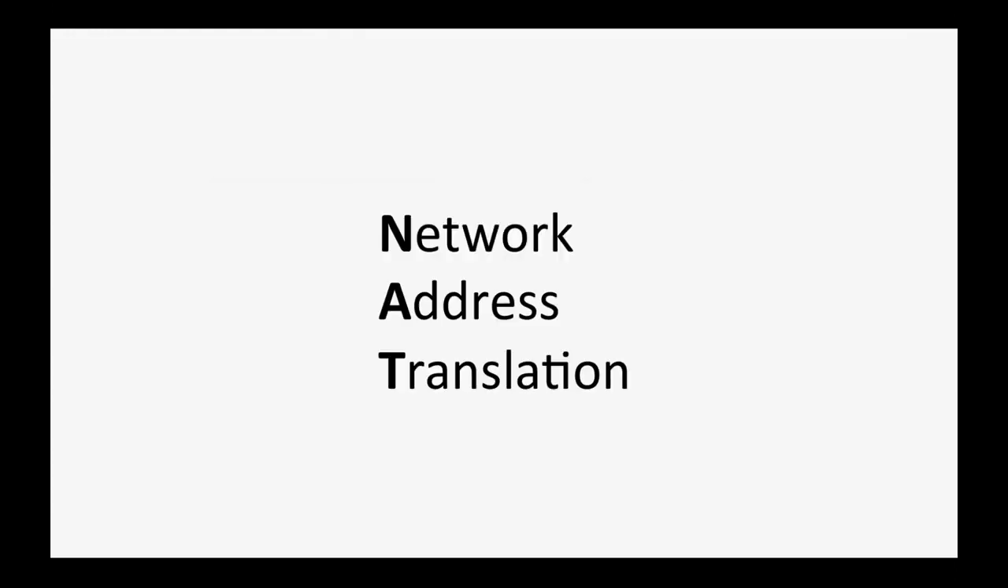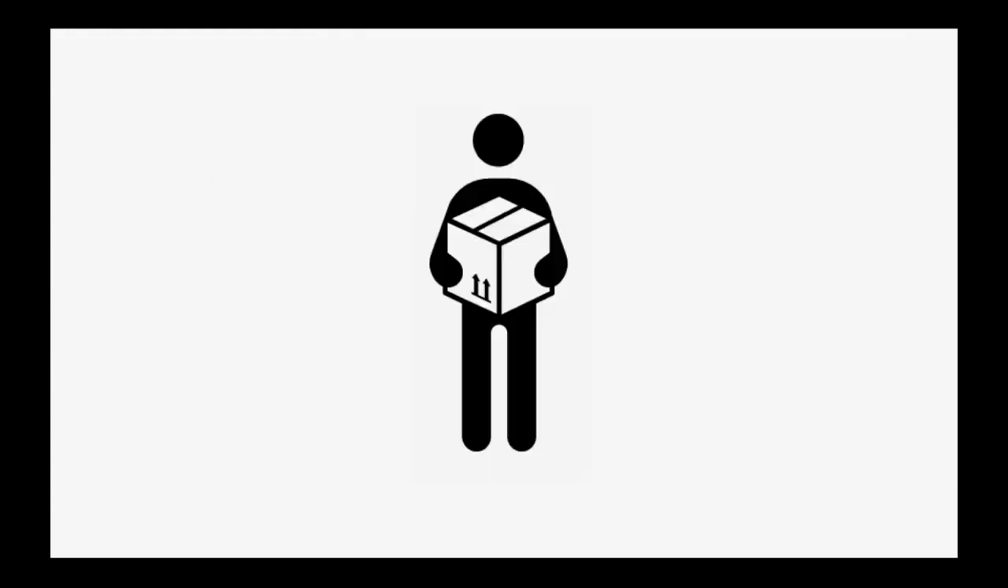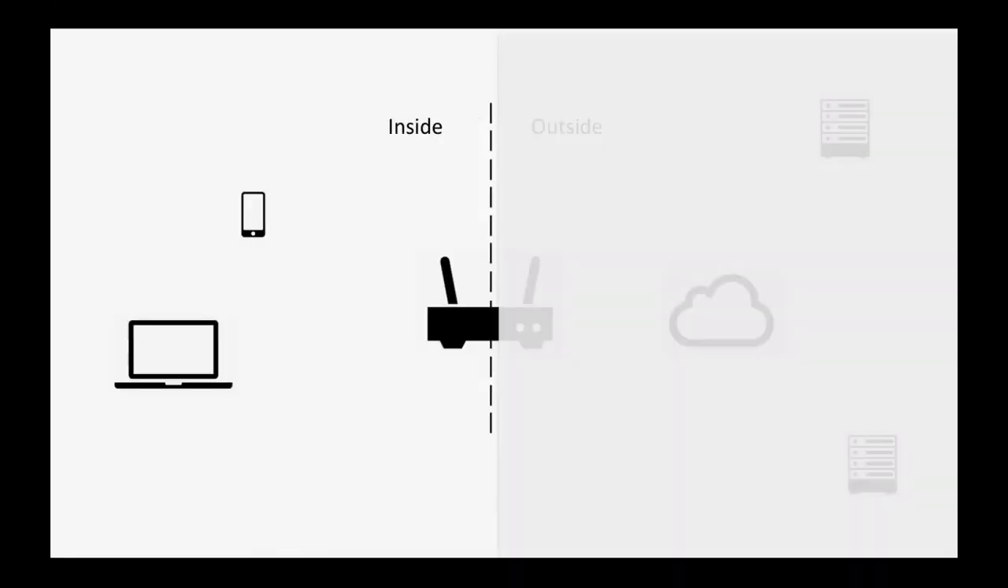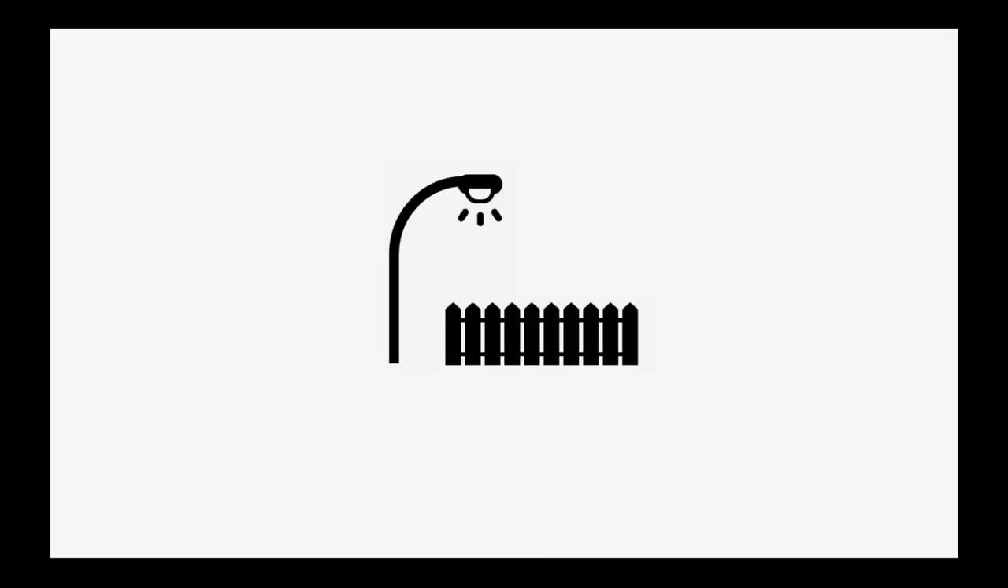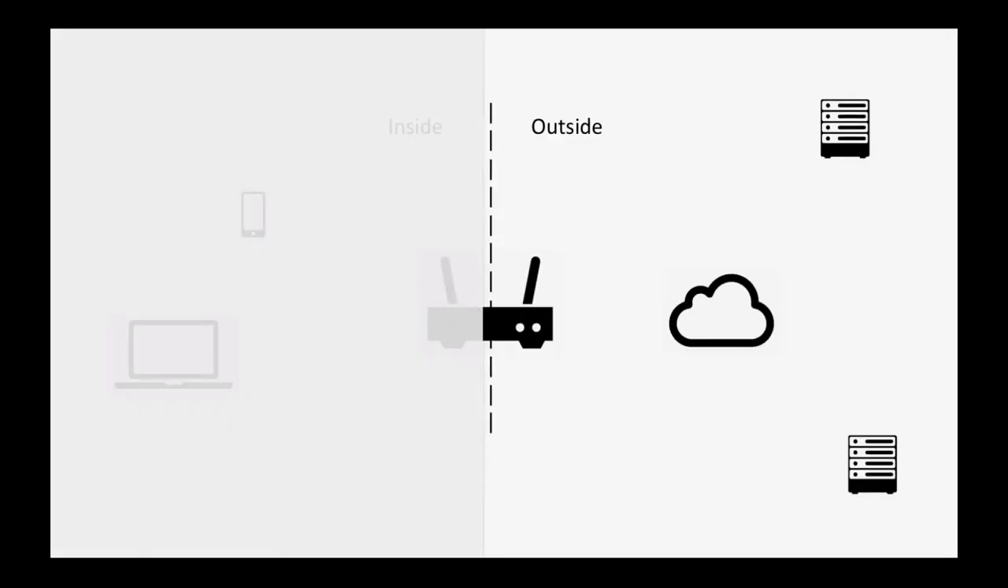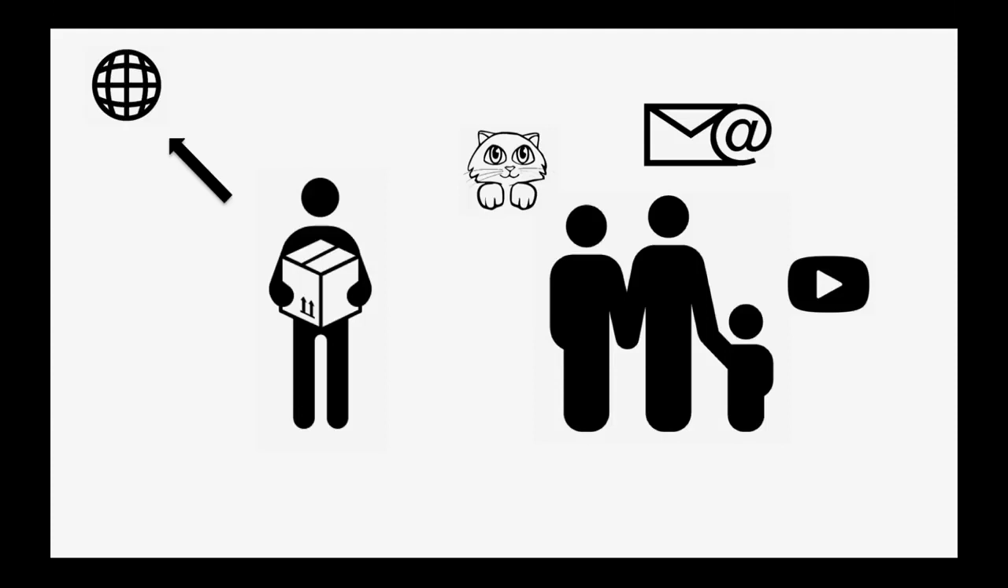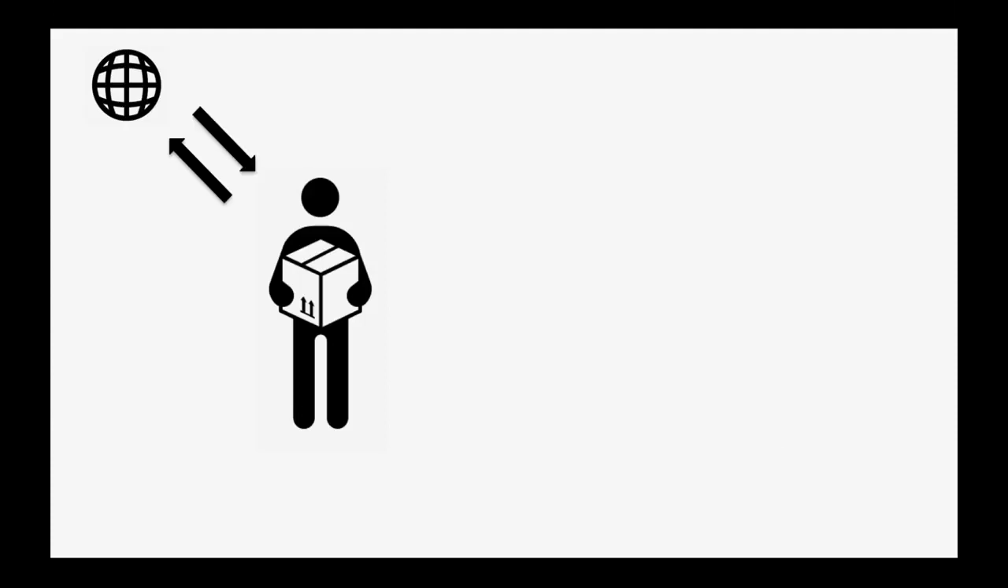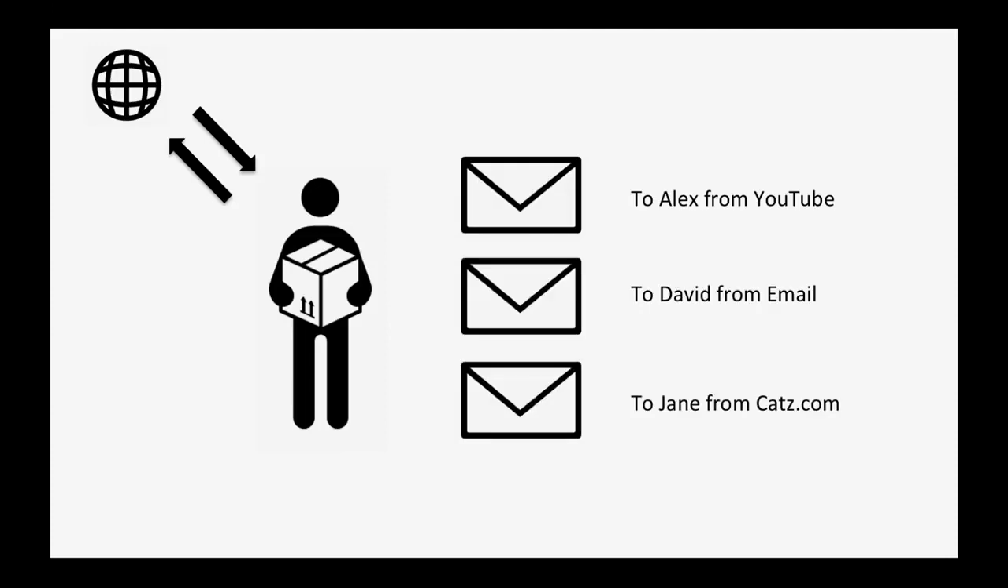That is called NAT. Imagine a postman standing at your front door. Looking towards the house is like looking at the devices on your home network, and looking out towards the road is like looking out towards the internet. The postman takes 3 letters, one from Alex watching YouTube, one from David sending an email, and one from Jane watching GIFs of adorable cats. The postman sends off these letters and any replies get given to him. He then comes back to the house with the replies and gives them to Alex, David and Jane respectively.